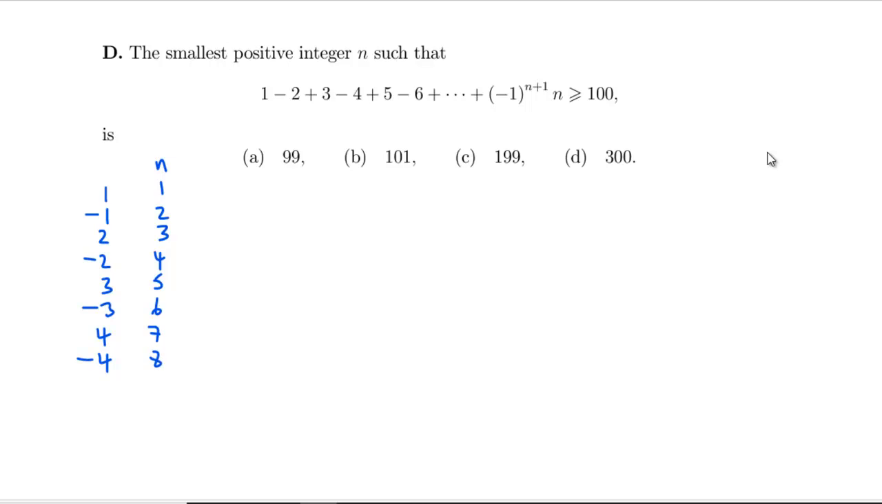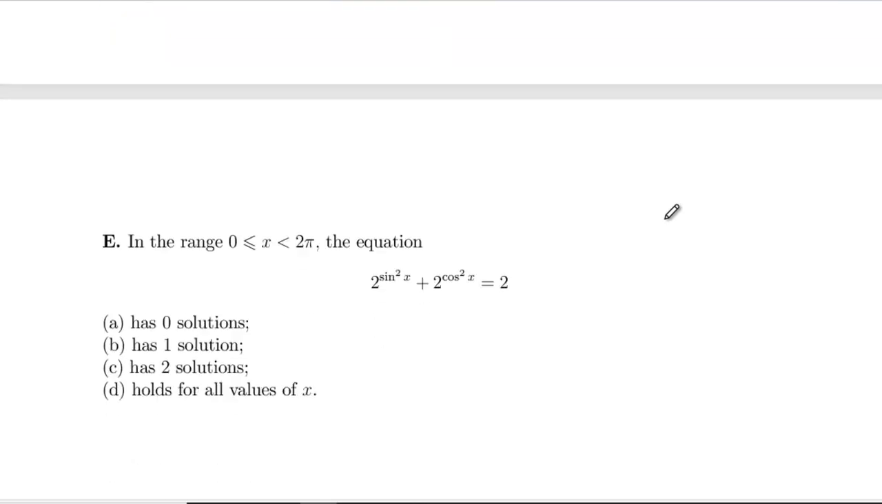So this is, we're adding 1 to n, dividing by 2. We need it to be odd. So we're doing n plus 1 divided by 2 has to be greater than or equal to 100. So n has got to be greater than or equal to 200 minus 1, 199. C. Right, that was quite a nice one as series questions go.